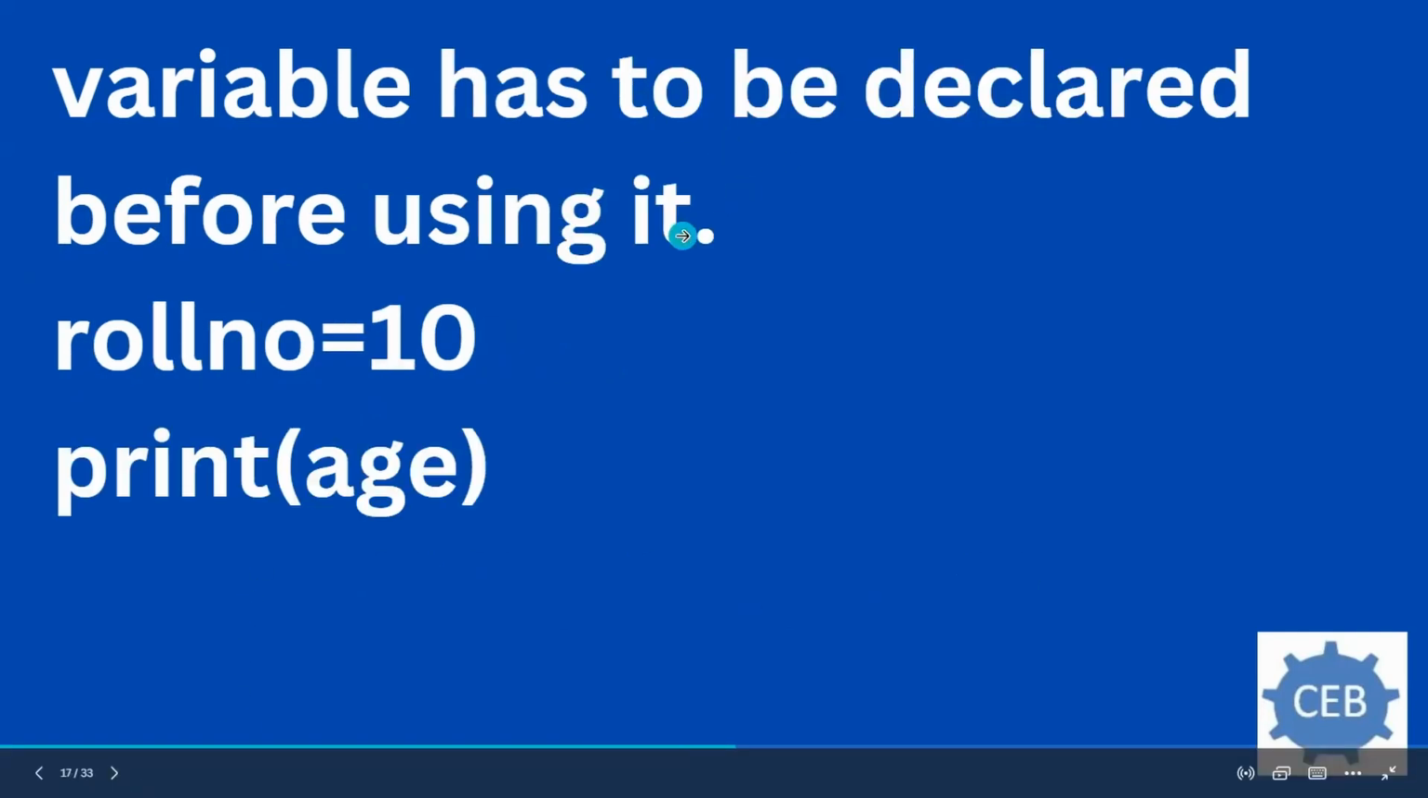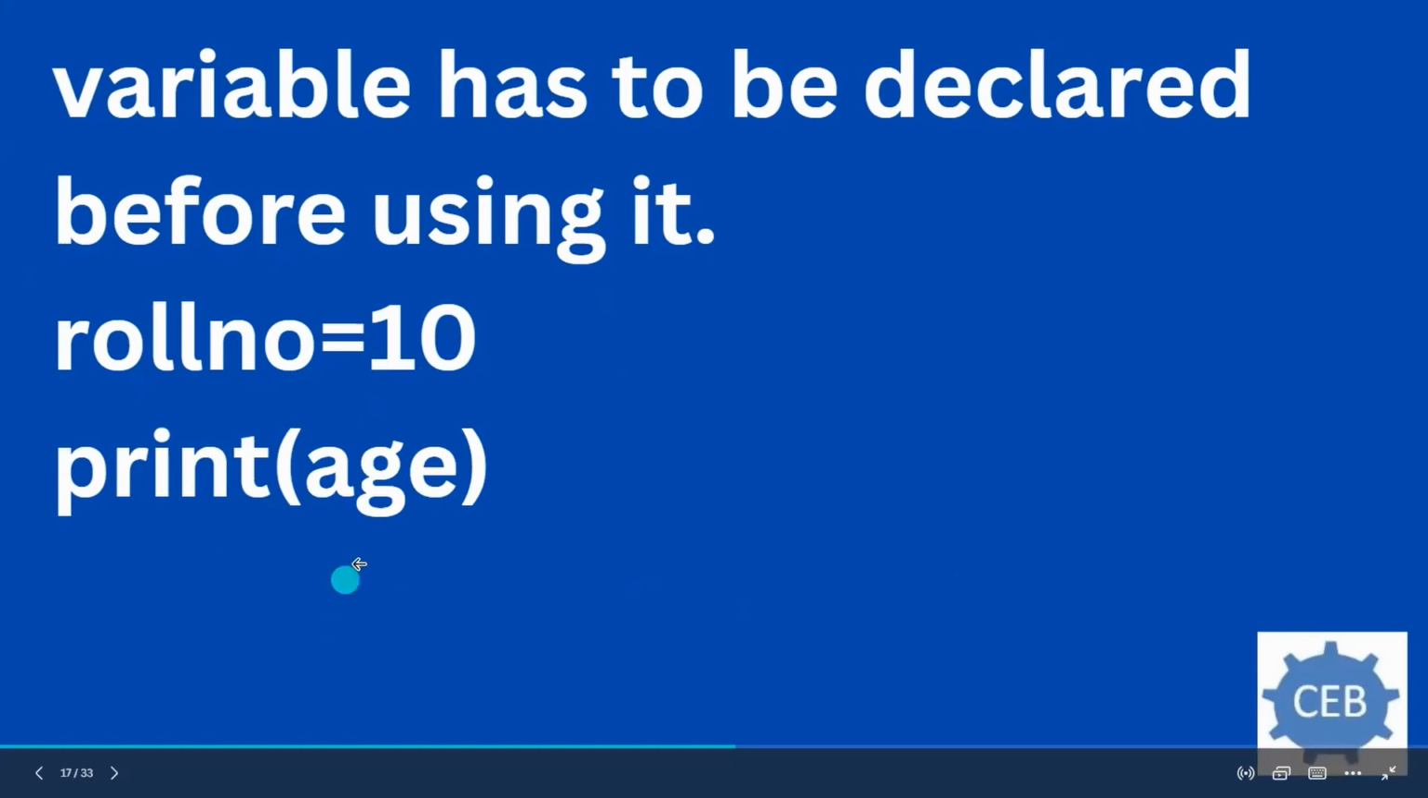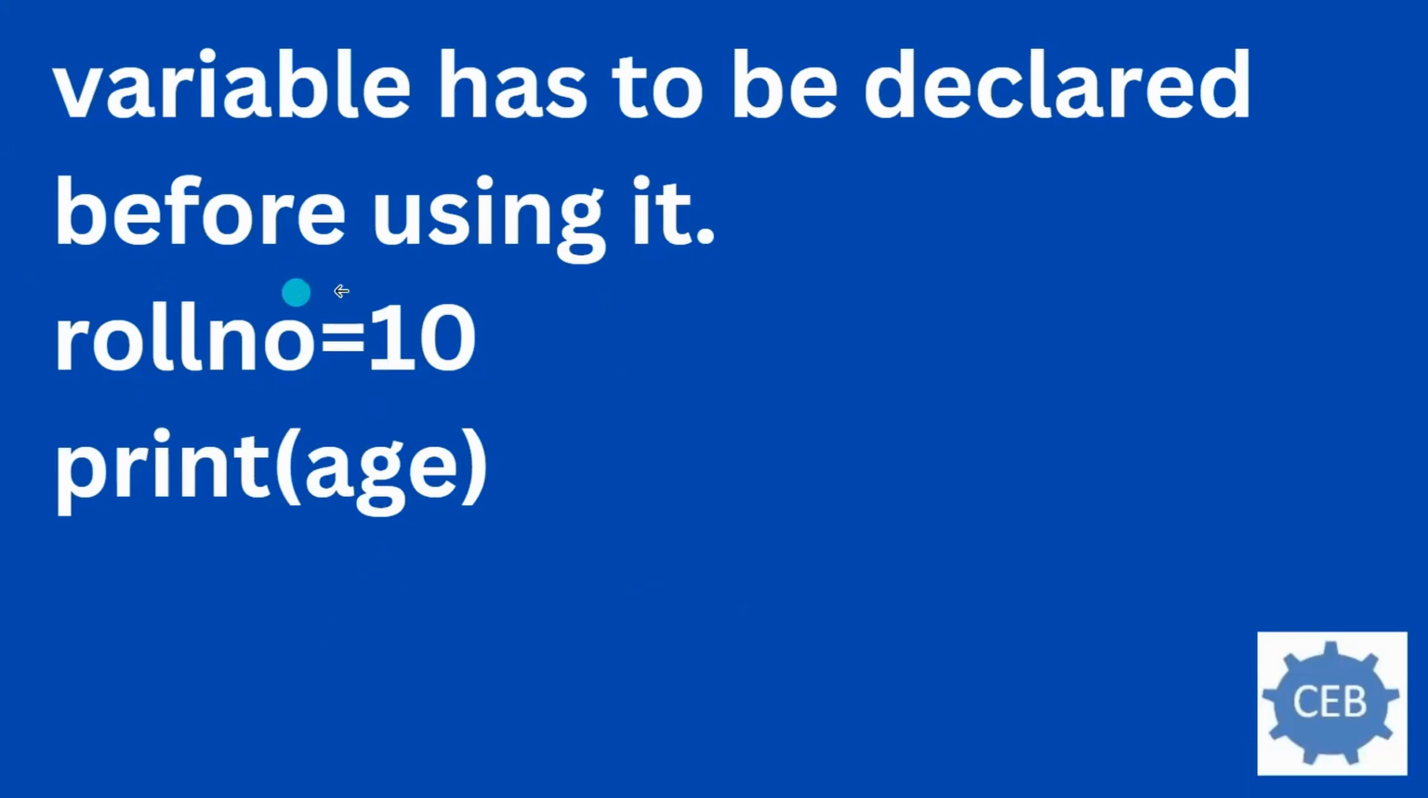The variables have to be declared before using them. Suppose I have used the variable roll number, I want to print it, but I am printing the variable age. This age variable is not previously declared, so it's going to give an error message. If you want to print the value of age, I have to use this instruction: age is equal to, for example, 30, and then print age.